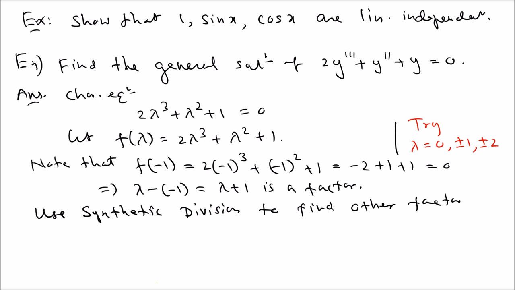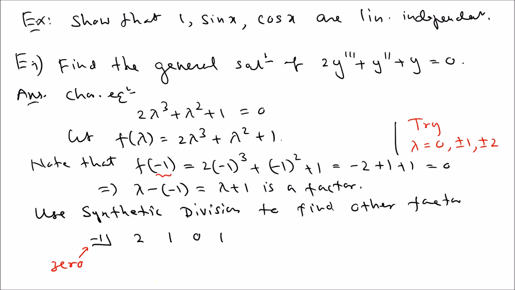So let's see how it works. In synthetic division, we only use the coefficients. The coefficients of the original polynomial are 2, then 1. There's no lambda term, so you have to put a 0 there, and then 1. So those are the coefficients. We want to get the quotient when you divide by lambda plus 1, and lambda plus 1 means the 0 is negative 1. So that's the one we're going to use.